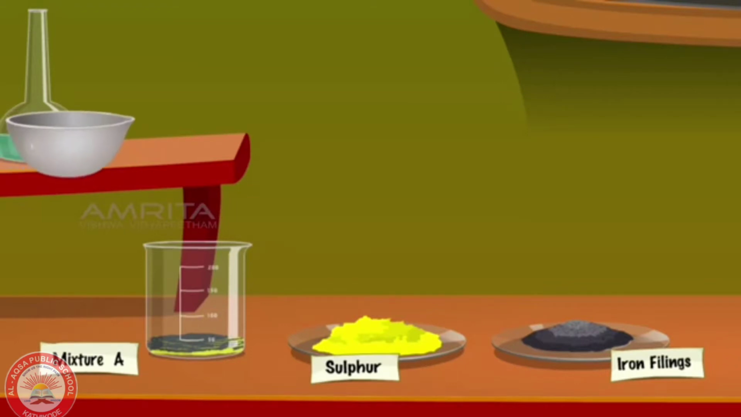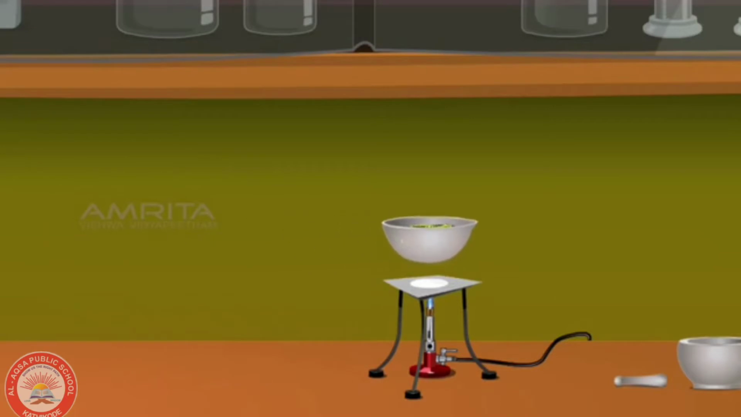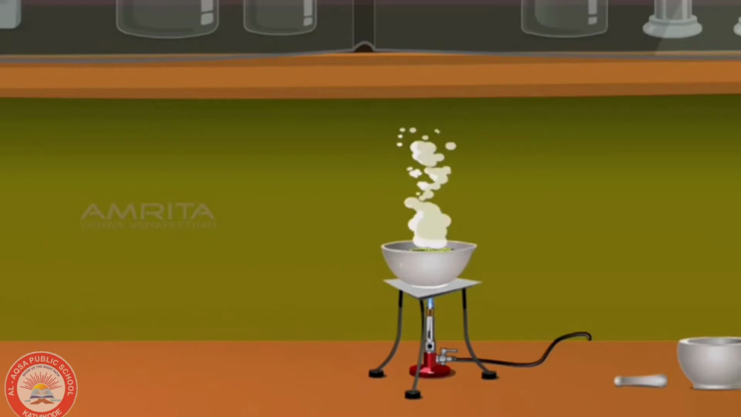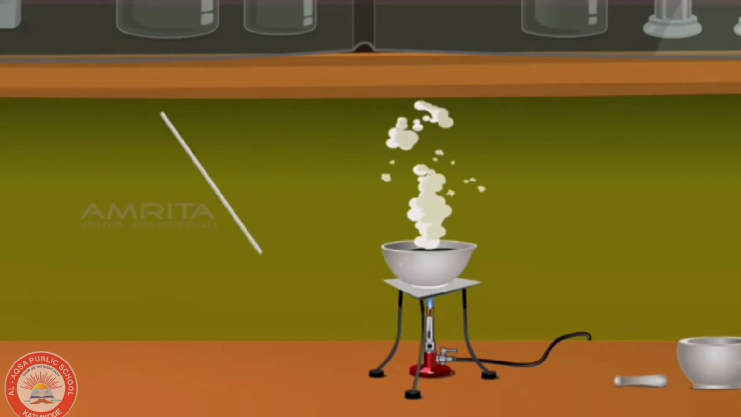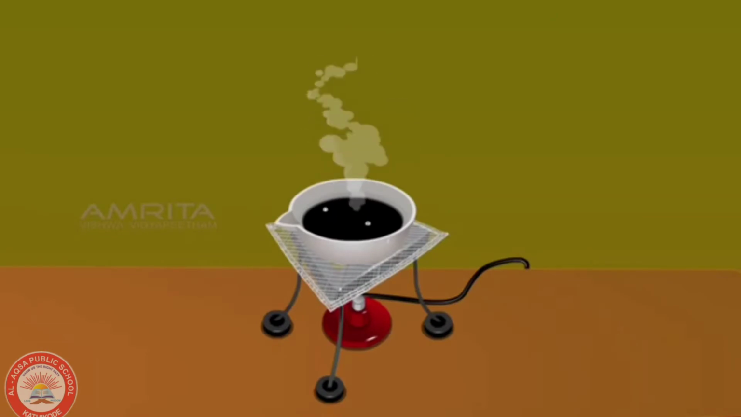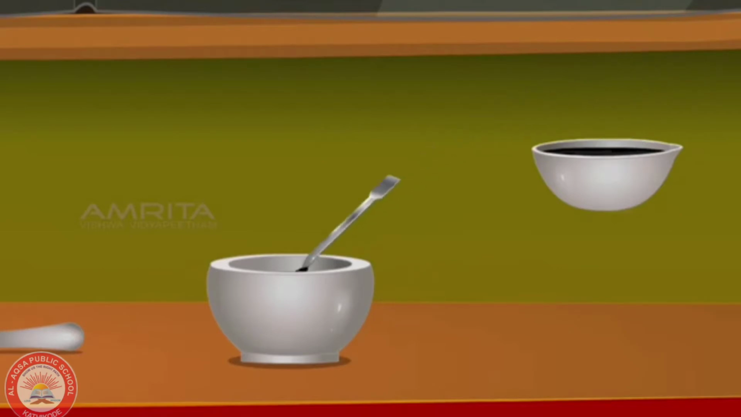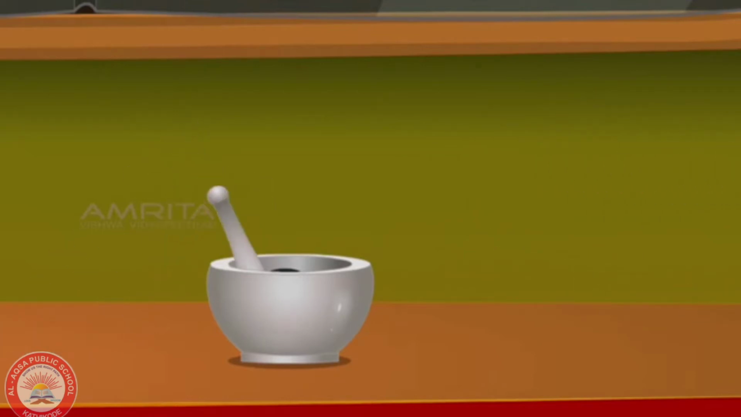Okay, we have to mark it as mixture A and take some amount of this mixture into a china dish, and we have to heat it strongly and observe what changes are going on. Okay, now we can see that a black mass is obtained in the china dish, and we have to cool it, and after that we have to make a powder of this black mass.